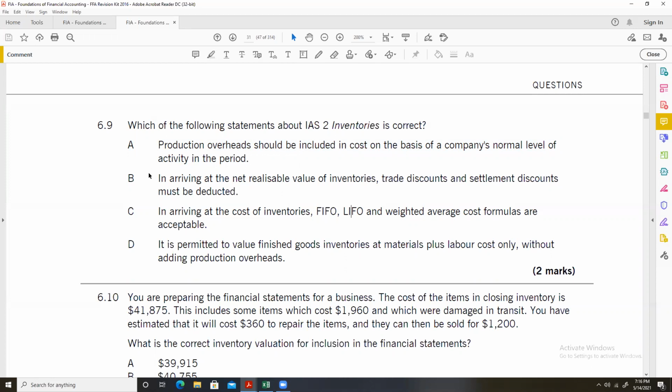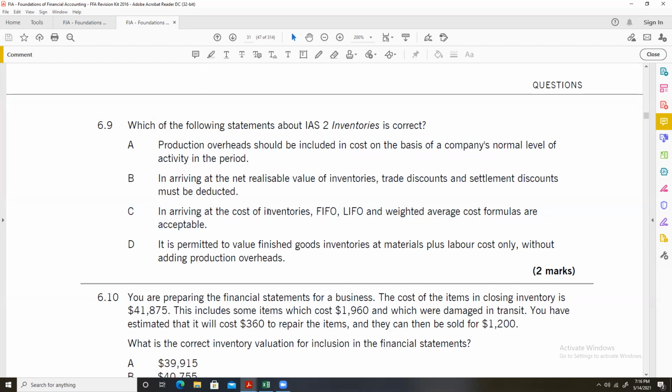In arriving at the NRV of inventories, trade discounts and settlement discounts must be deducted. Now, to find out the values of inventories, we do take account of the trade discounts, but settlement discounts should not be deducted. That's why B is incorrect. Let's look at statement number 3.